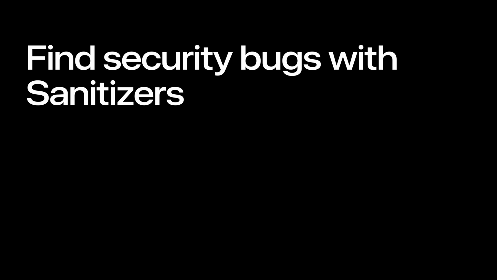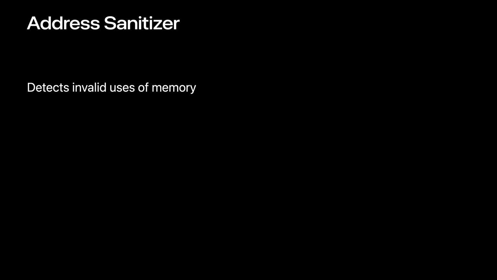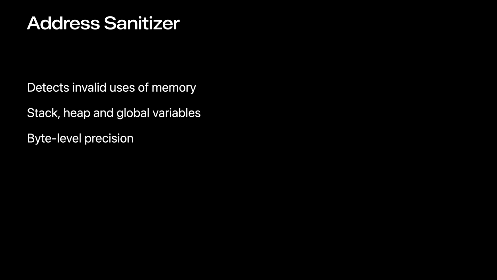Now that I've defined what sanitizers are, I'll talk about Address Sanitizer. At a high level, Address Sanitizer finds and throws an error when your program makes invalid uses of memory. Unlike tools such as guard-malloc, which only detect issues in heap memory, Address Sanitizer can also detect issues in stack and global variable regions. It also offers byte-level precision to its checks, meaning that even the slightest out-of-bounds access will be caught. I'm going to go through a selection of the types of bugs that Address Sanitizer can find.